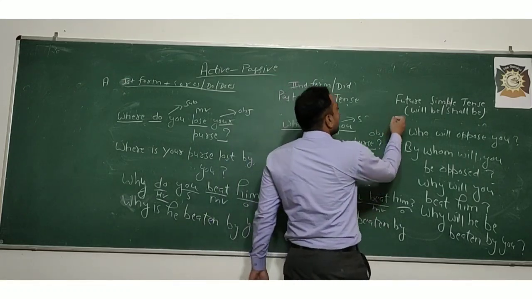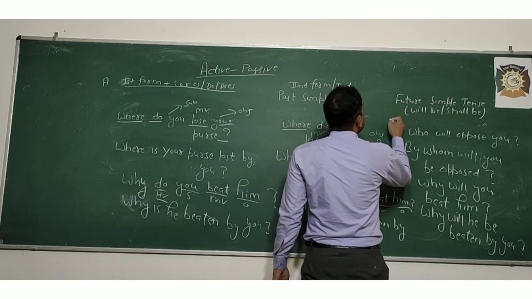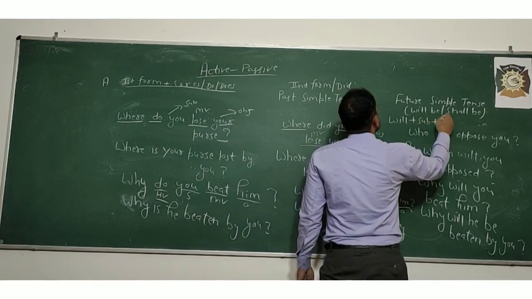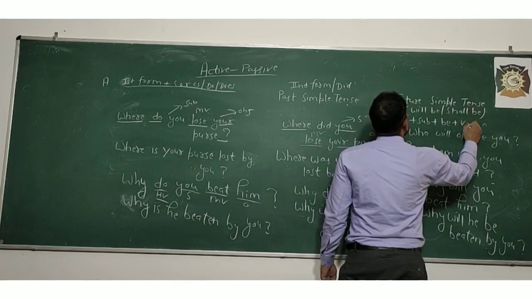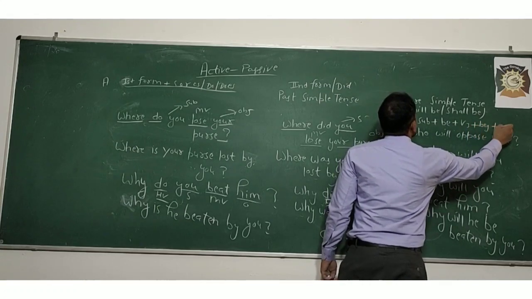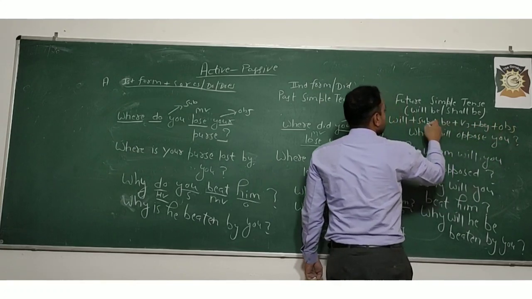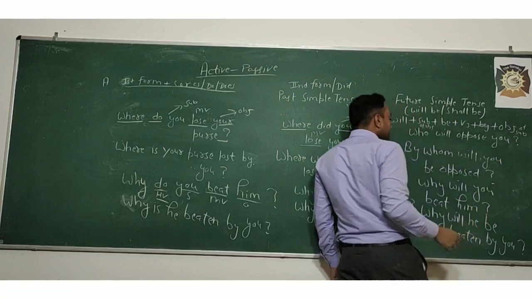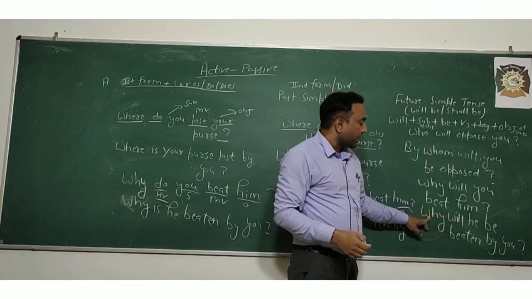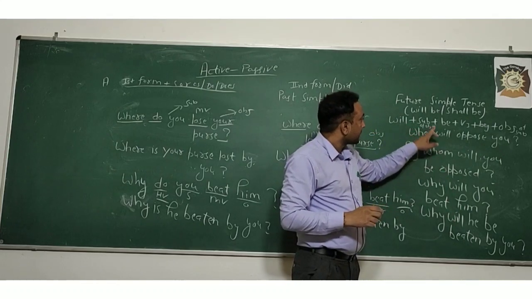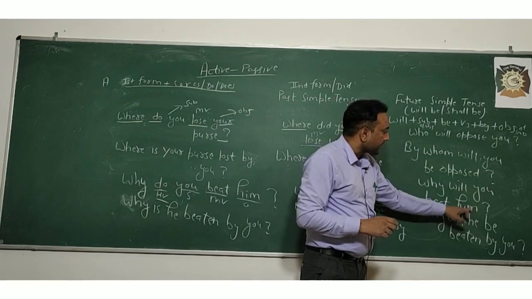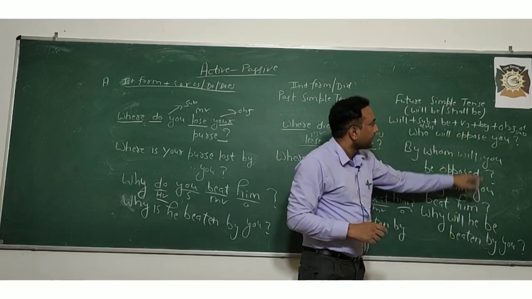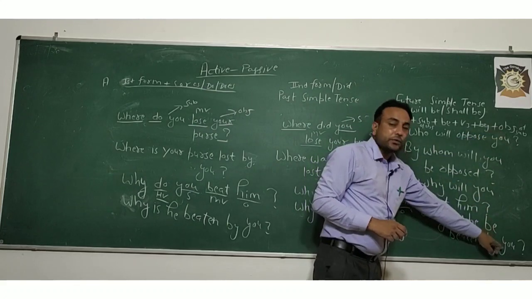So what's the rule to change it? For interrogative sentences: will plus subject plus be plus V3 plus by plus the object of the sentence; the subject of the active becomes the object and the object becomes the subject. This is the way to change. "Why will" remains as it is. The subject is "he" ("him" is changed into "he"), and after the subject comes "be", then V3 "beaten", then "by" and "you".